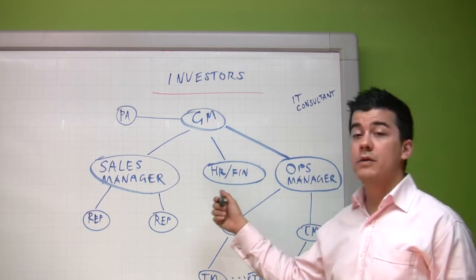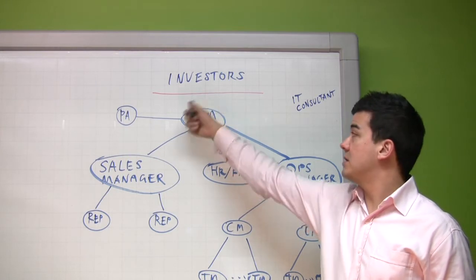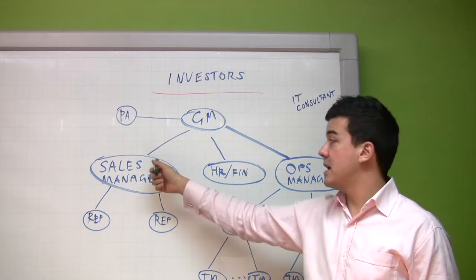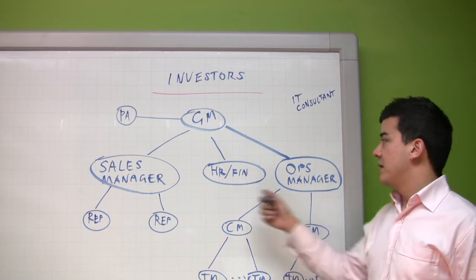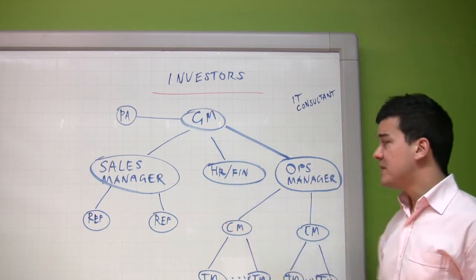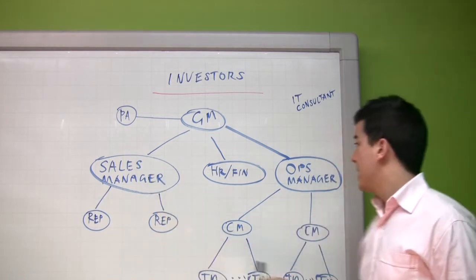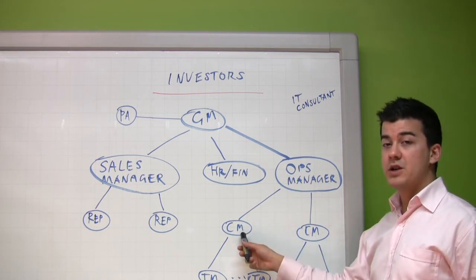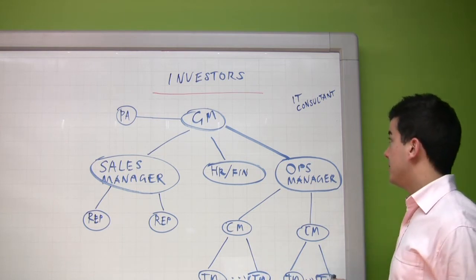Now, just to give you a quick overview, GM stands for General Manager, who is one person in the management group. The head of the sales and marketing team is the sales manager. The head of the operational team is the ops manager. There's one person that covers HR and finance, but has no one underneath them. The sales manager has 2 sales representatives underneath her. The ops manager has 2 campaign managers underneath her that run the individual lead generation campaigns. And then each of those has a team of telemarketers underneath them.